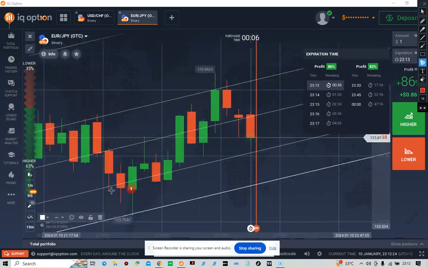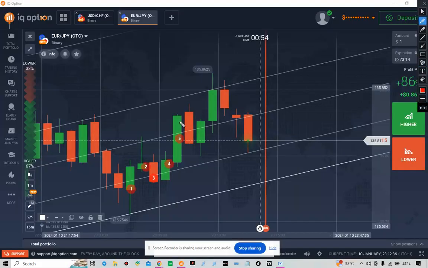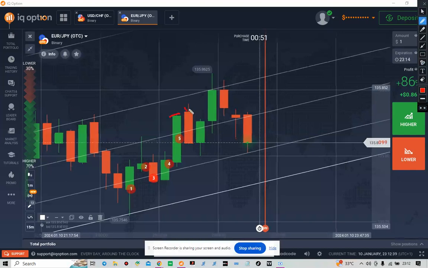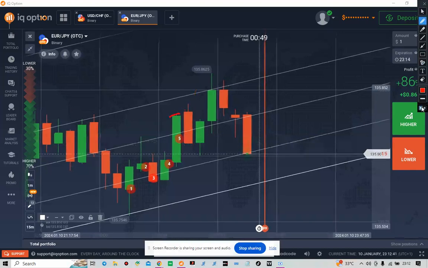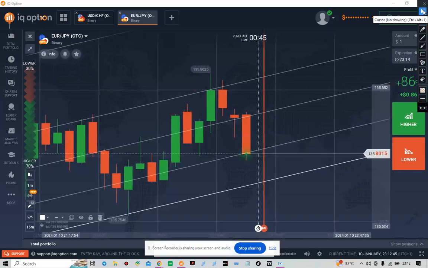5 minutes. This is the first candle, second candle, third candle, fourth candle, and fifth candle. So the candle closed here. You have already won the trade. That's why I'm going to show you how to analyze the market like that. It's an SMC chart strategy.